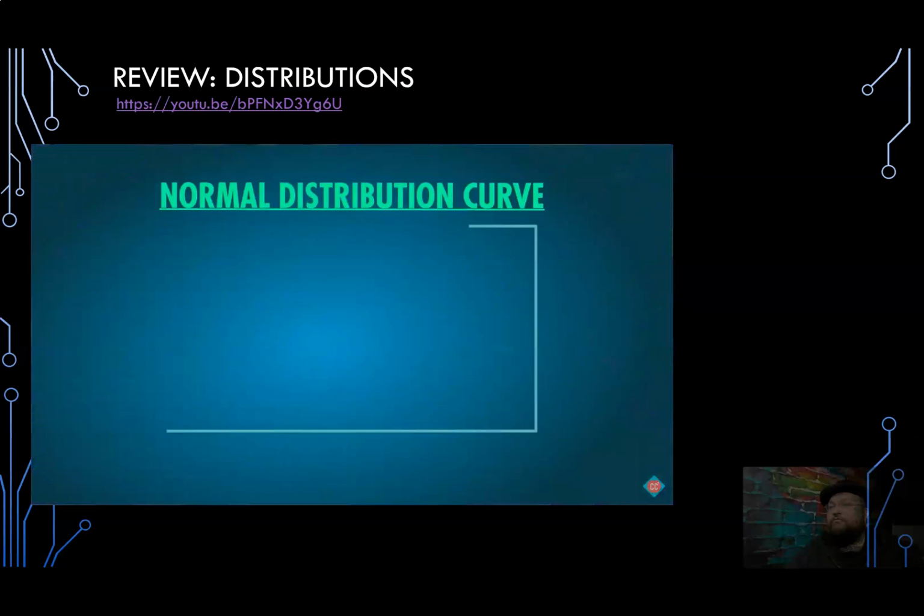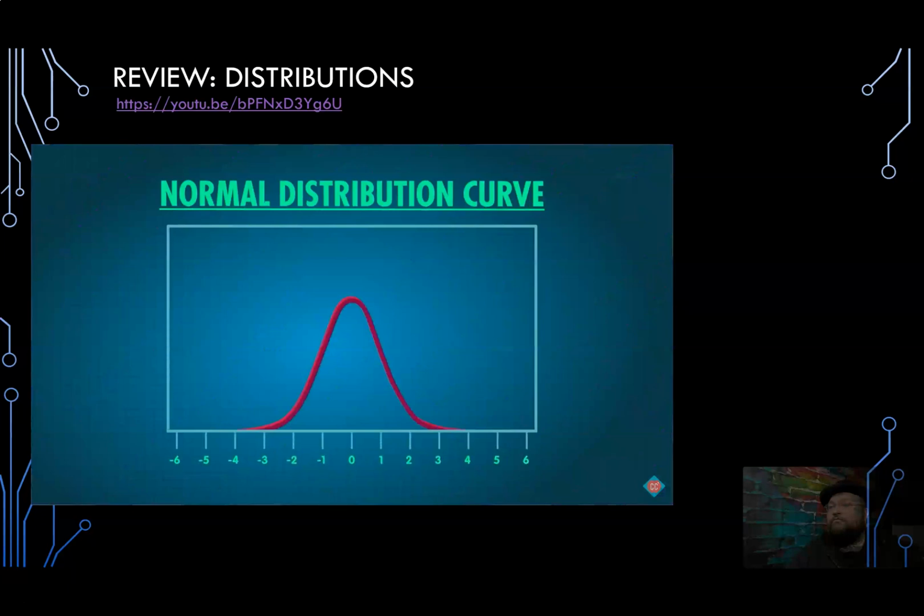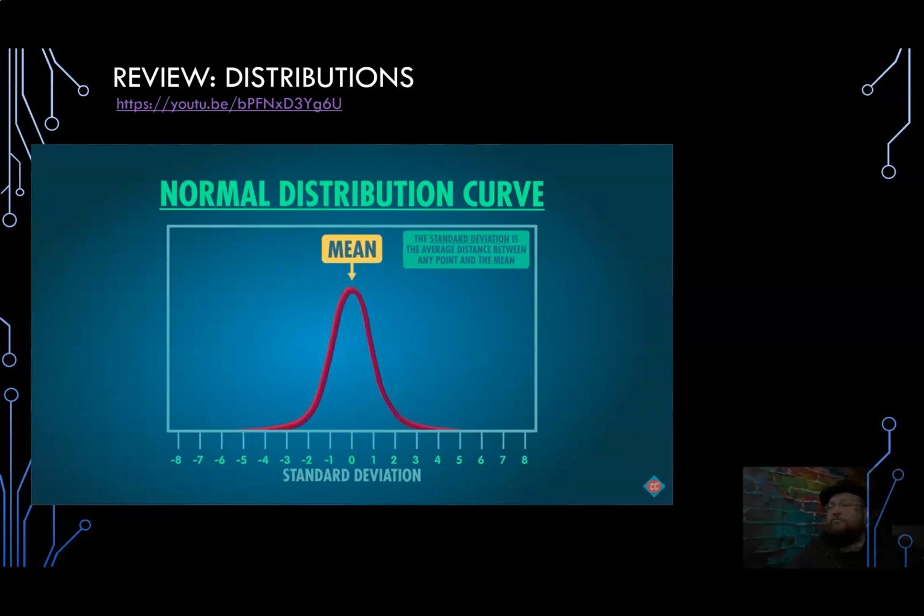The shape of a normal distribution is set by two familiar statistics, the mean and the standard deviation. The mean tells us where the center of the distribution is. The standard deviation tells us how thin or squished the normal distribution is. Since the standard deviation is the average distance between any point and the mean, the smaller it is, the closer all the data will be to the mean. We'll have a skinnier normal distribution.